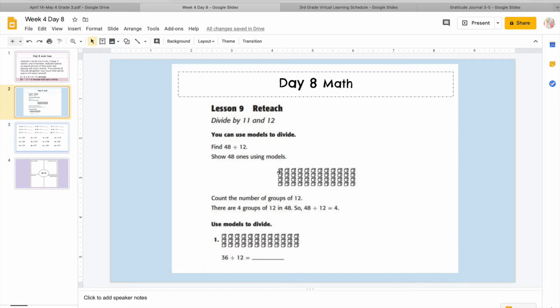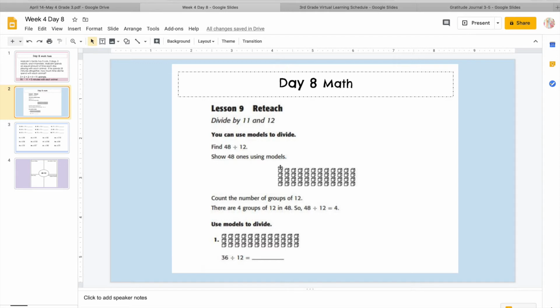So what they did was they had 48 blocks and they put them in rows of 12. So 1, 2, 3, 4, 5, 6, 7, 8, 9, 10, 11, 12. Once they got to 12, they went down again, and let's count 12 more. 1, 2, 3, 4, 5, 6, 7, 8, 9, 10, 11, 12. And they were like, okay, we got 12. Let's keep going until we're all out of 12s. And then they thought, well, how many could we put in each row? So that was 1, 2, 3, 4. So there were 4 groups, so 48 divided by 12 equals 4.